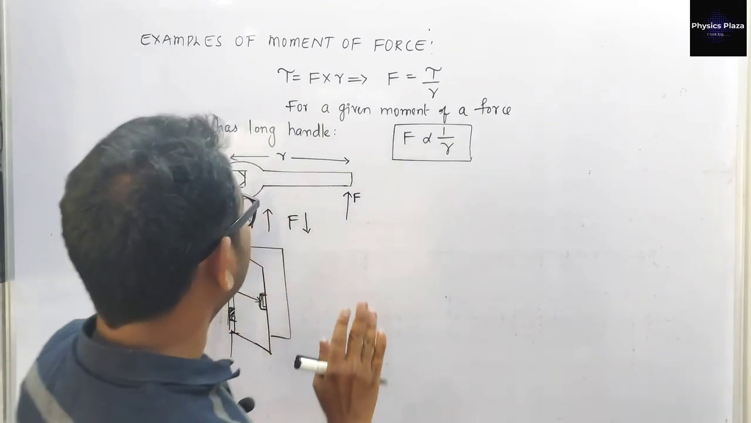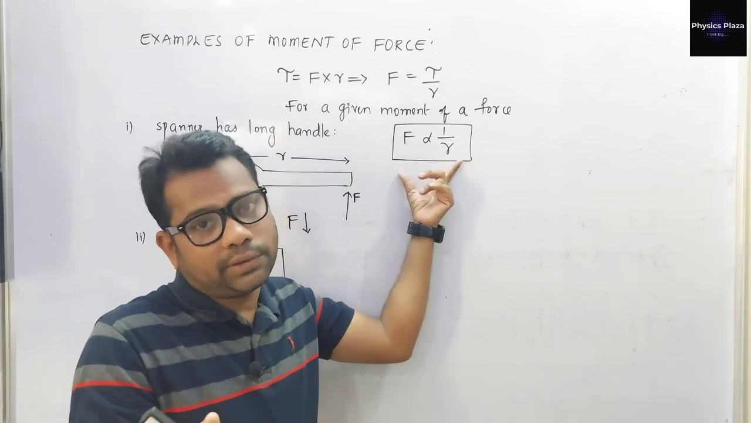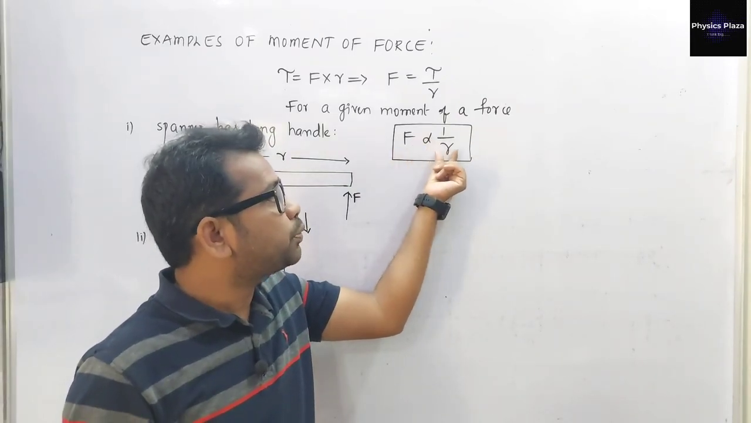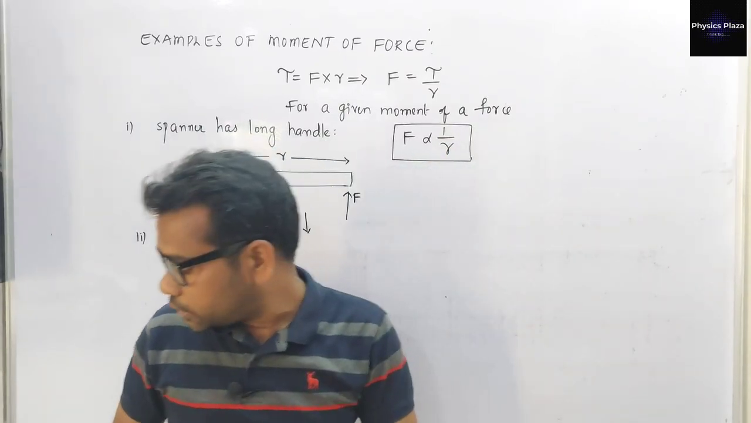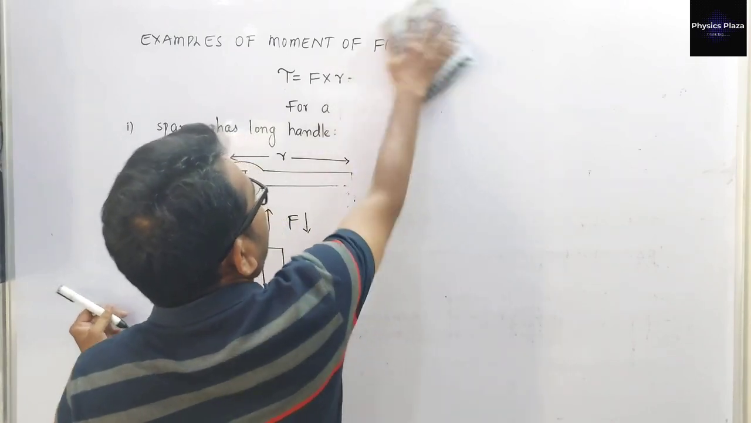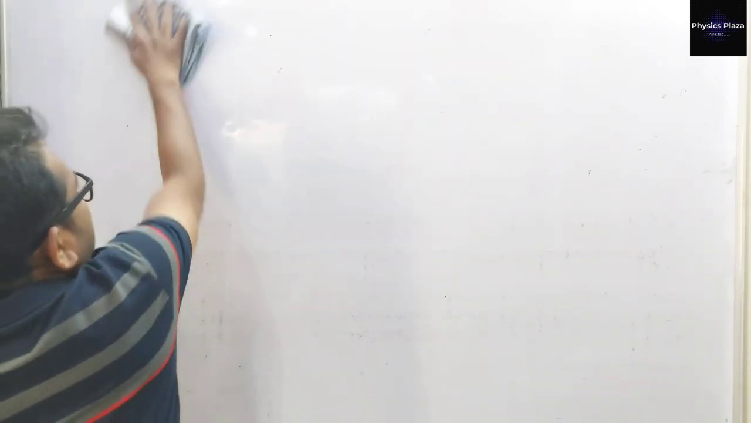So these are the applications. Again, I'm telling you, you need to understand this relation, children. For a given turning effect, force is inversely proportional to the perpendicular distance, which means more the perpendicular distance, less the force required. Fine, children. Now we discuss couple.